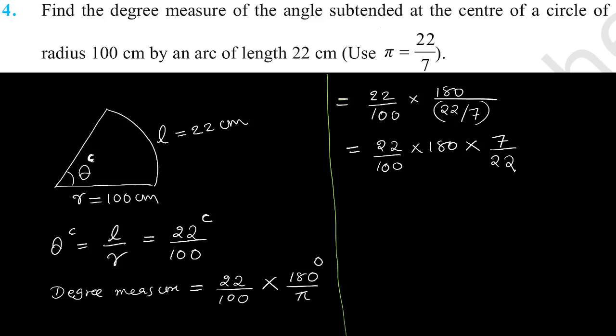So the reciprocal of 22 by 7 is 7 by 22. 22 cancels.